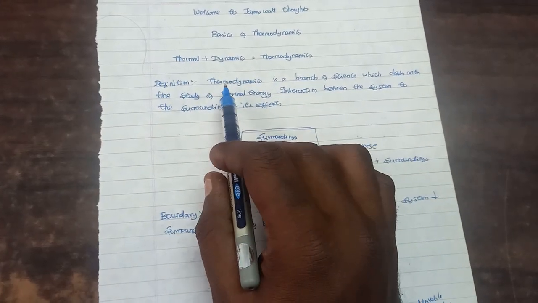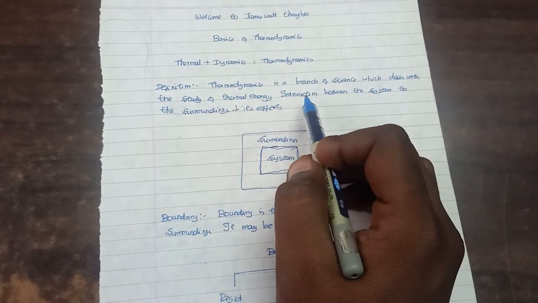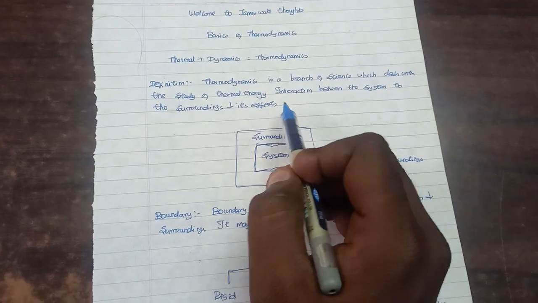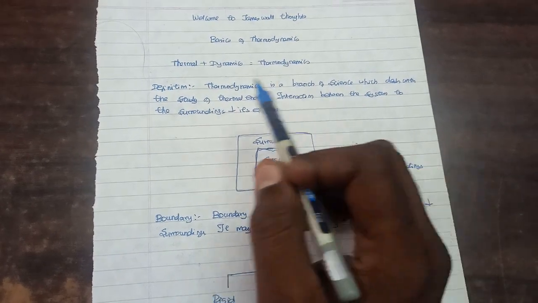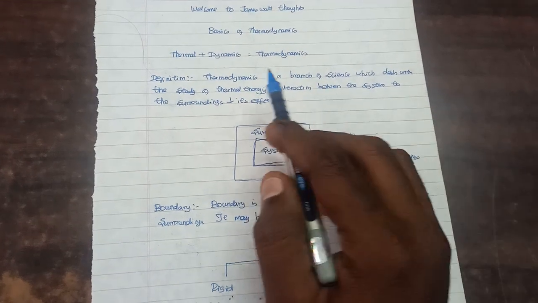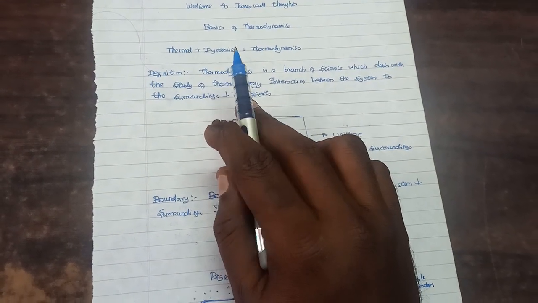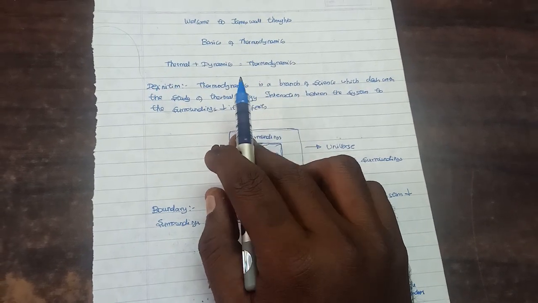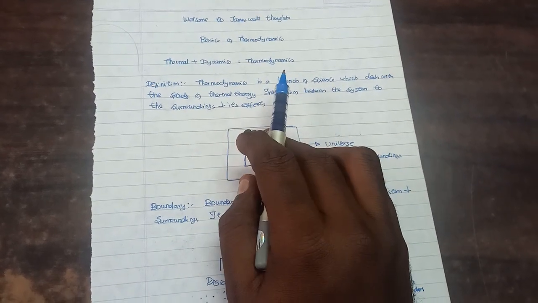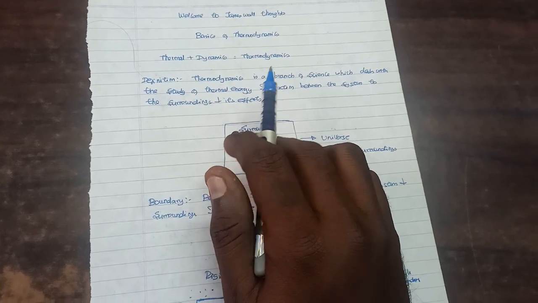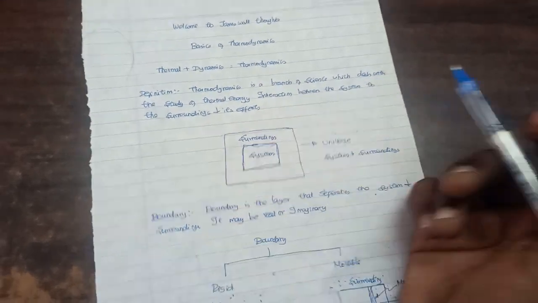As a definition, thermodynamics is a branch of science which deals with the study of thermal energy interaction between the system and the surroundings and its effects. Basically, heat energy transfer or interaction between the system and surroundings, and what is happening because of the energy transfer between the system and surroundings.